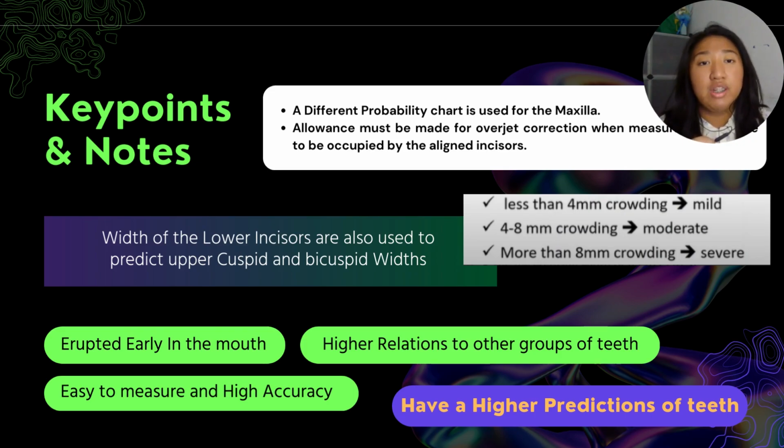There are three reasons why. The first reason is that the teeth in the mandibular erupt early in the mouth, which means they are easy to see and easy to measure, and it has a higher accuracy because they are located in the bottom part of the oral cavity. Through the first and second reasons, it enables the teeth to have a higher relation to other groups of teeth, and thus a higher prediction of the teeth that are going to erupt later or sooner. So that's why we use the mandibular to have a more accurate prediction of the sizes of the premolars and canines that are going to erupt later.